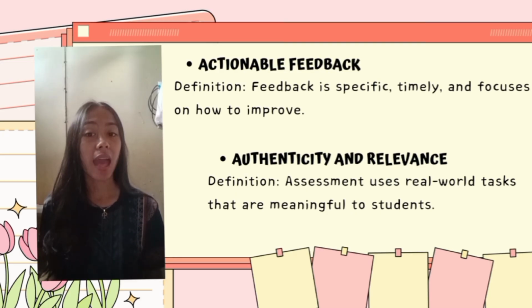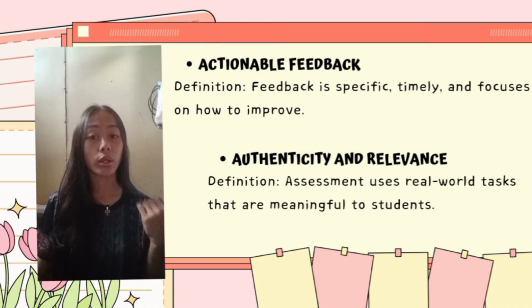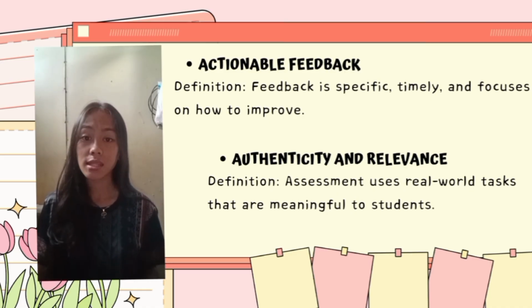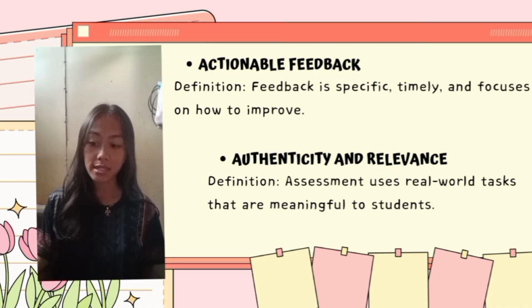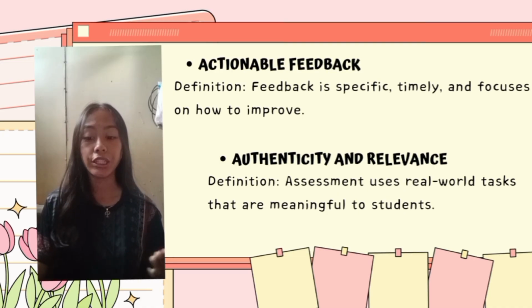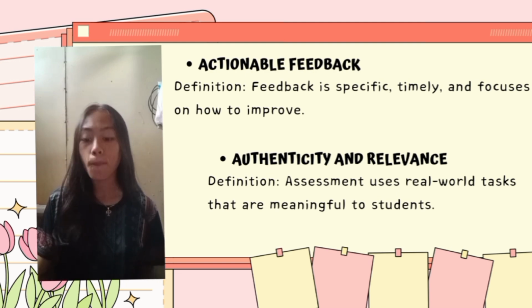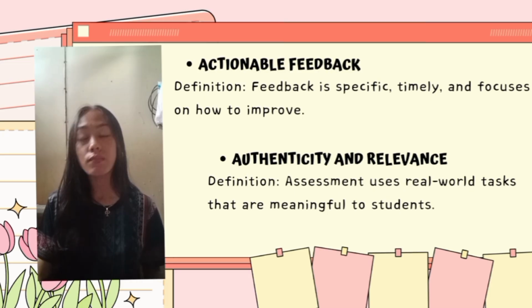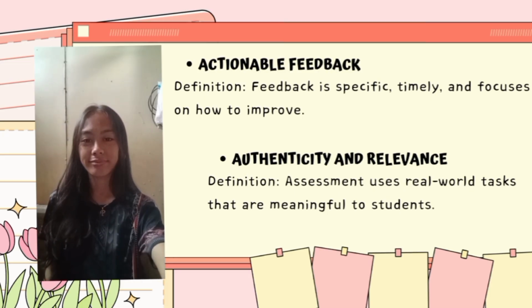Next is authenticity and relevance. Authentic and relevant assessments use real-world tasks that are meaningful to students. An authentic assessment like planning a community event helps students see how their learning applies to life outside school. This makes learning more engaging and helps them develop practical skills.